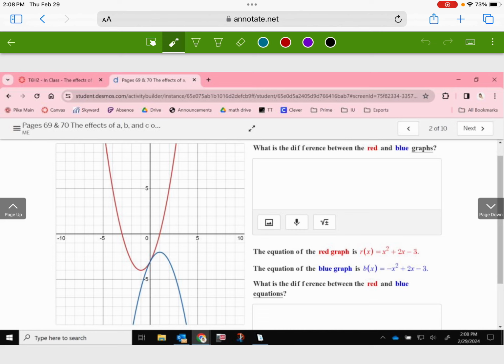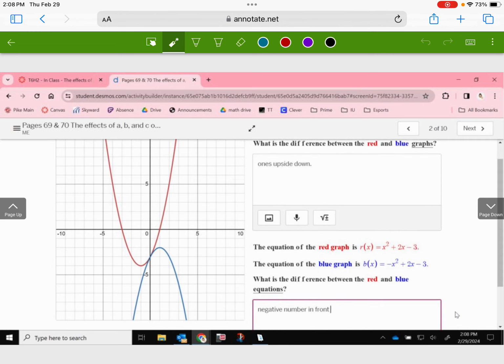And it's going to give us a few different options on here. You don't have to be super detailed about what you say. So the difference between the red and blue graphs, we might put in, I have to use the keyboard. One's upside down. We might notice that, because the only thing that changed in my equations down here is I have a negative number in front.